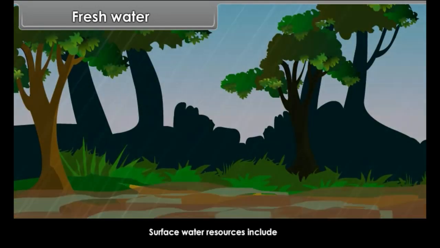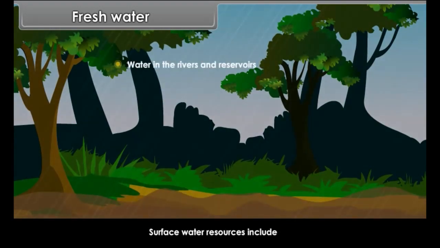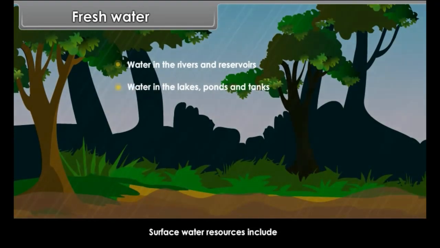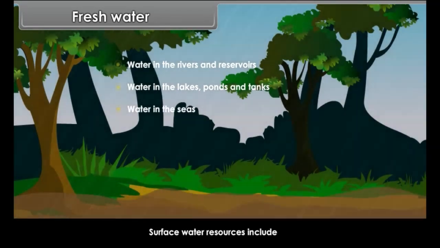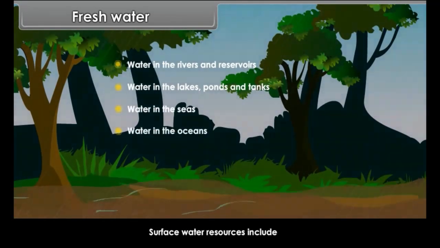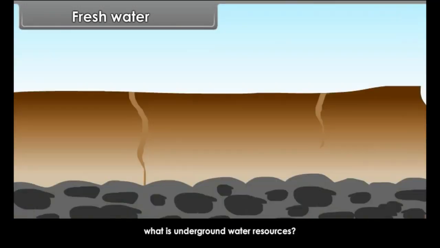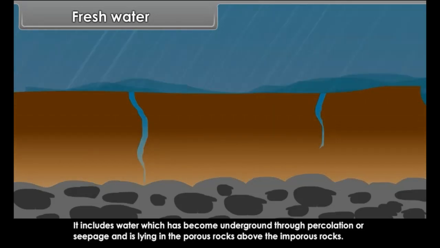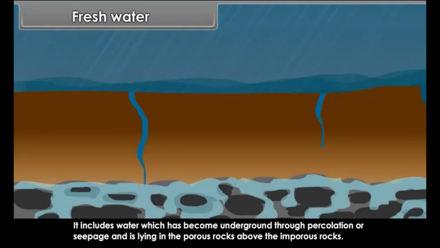Surface water resources include water in the rivers and the reservoirs, water in the lakes, ponds and tanks, water in the seas, and water in the oceans. Now, let us understand what is underground water resource. It includes water which has gone underground through percolation or seepage and is lying in the porous rock above the impervious rocks.